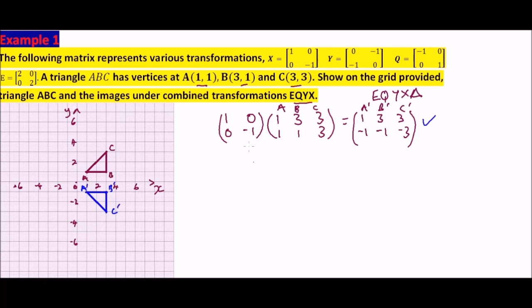So triangle A'B'C', which you can clearly see is a reflection in the x-axis, or y equals 0. Now we have another matrix which follows, which is Y. So we are going to multiply this matrix by the matrix of our new image. So we have 0.